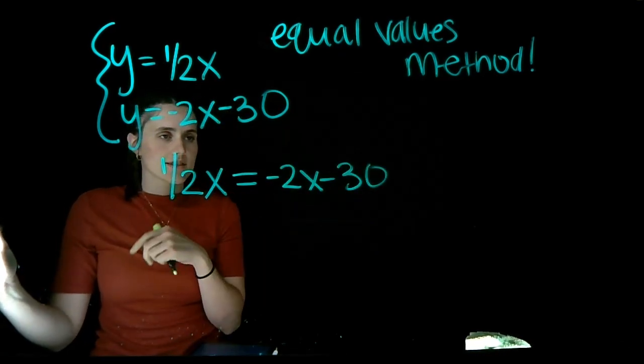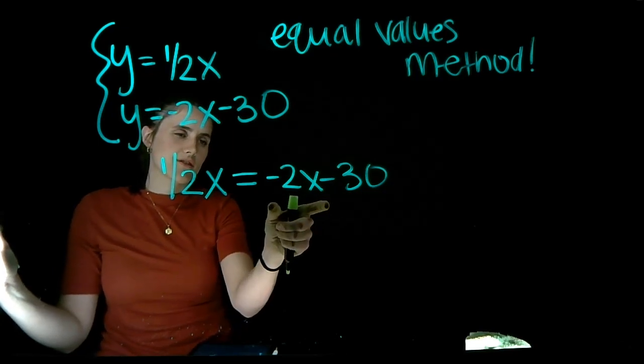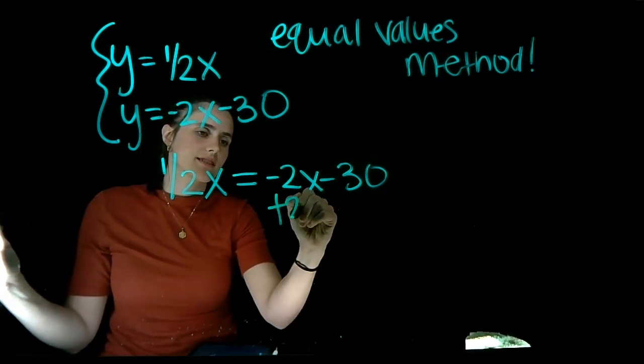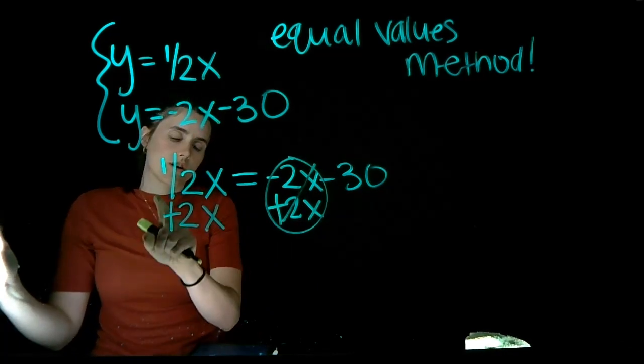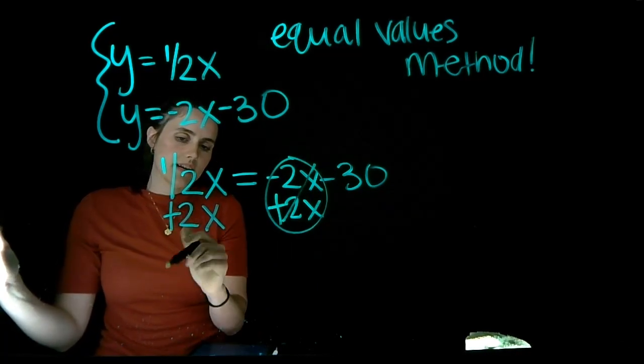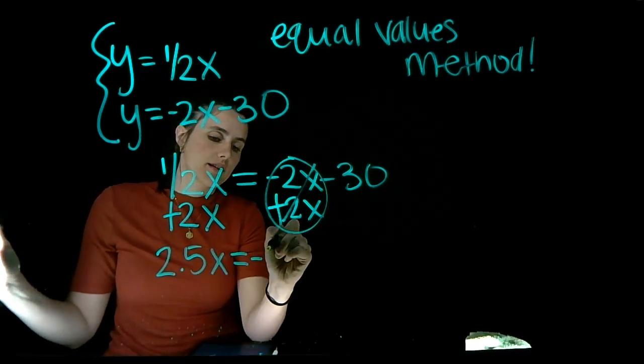My first step is to get my x's on the same side. I have a negative 2x over here, so if I add 2x to this side, this becomes 0, which is what I want. Then I'll add 2x to the other side. 2x plus 1/2 x is going to give me 2.5x, or 2 1/2. And this equals negative 30.